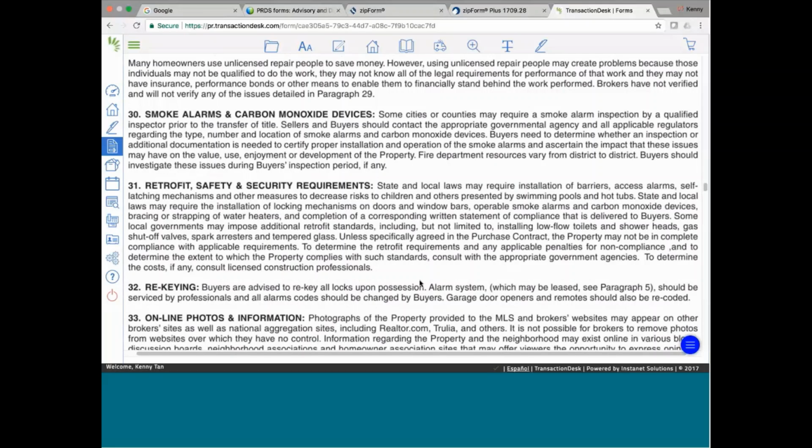Rekeying. This is to warn the buyer that the seller may give you a set of keys. You are advised to change the locks. Okay.